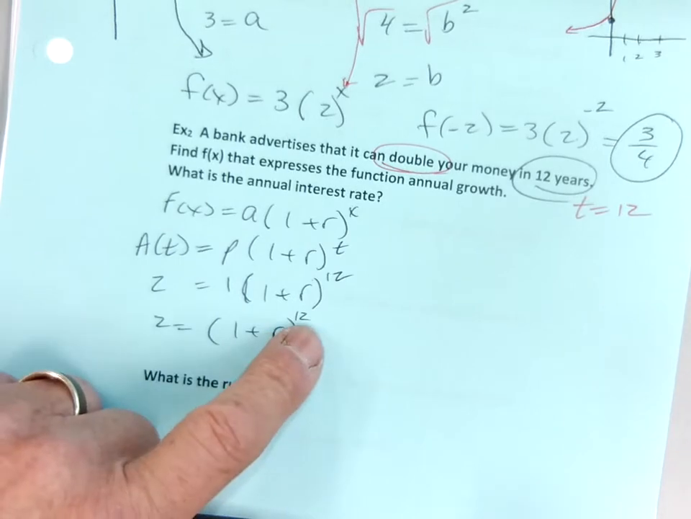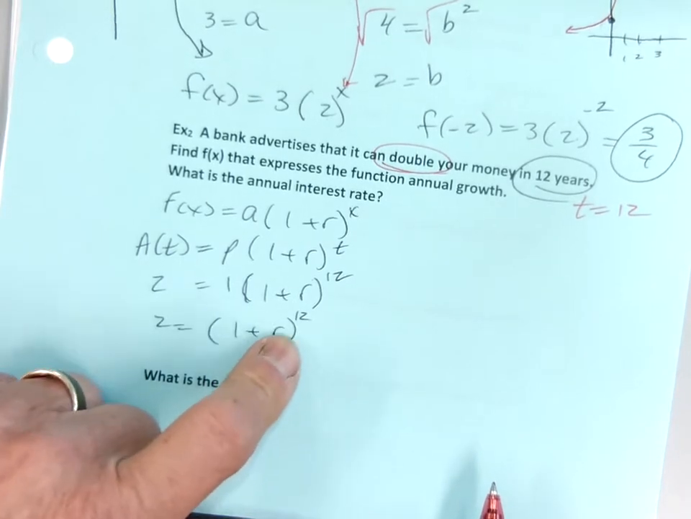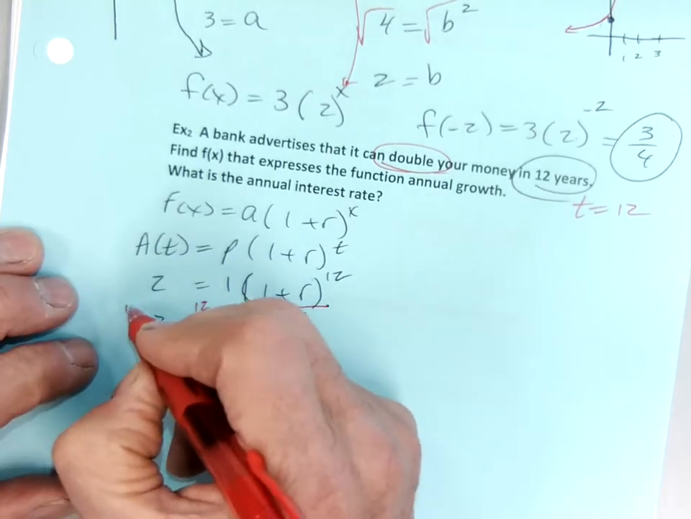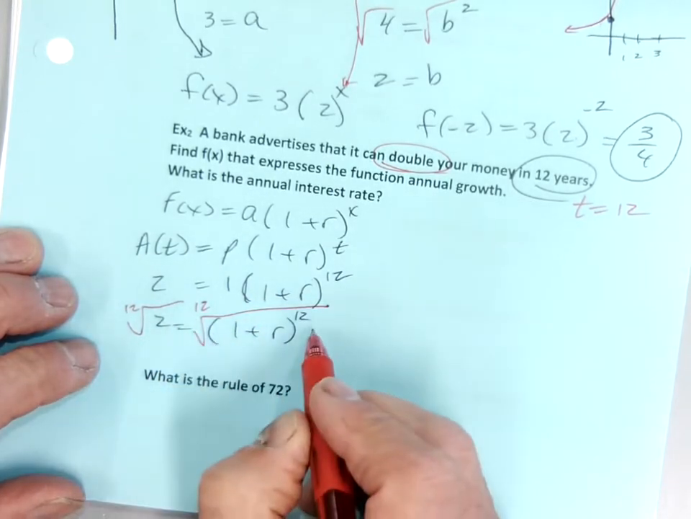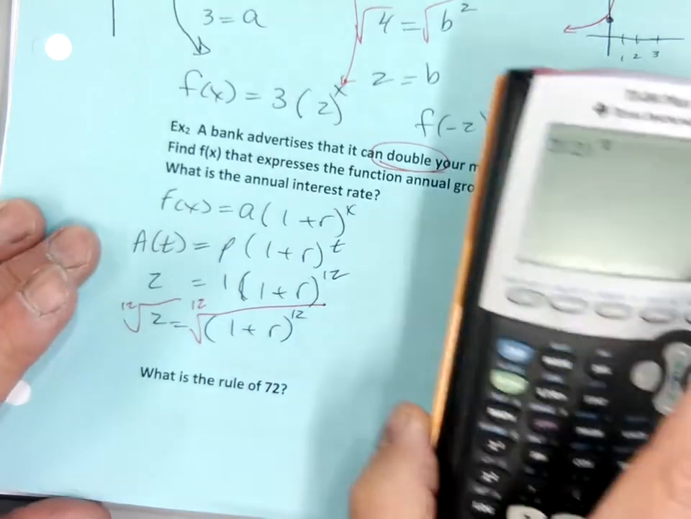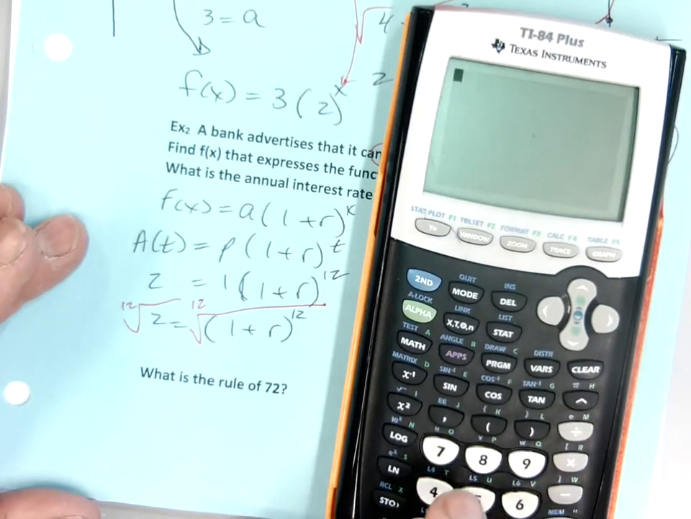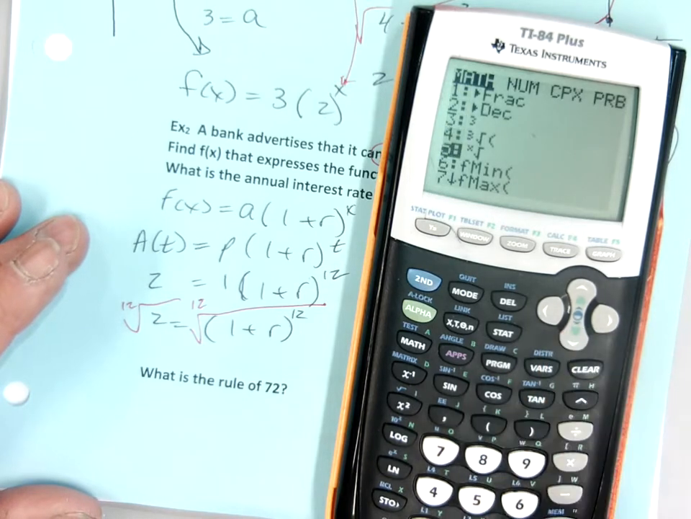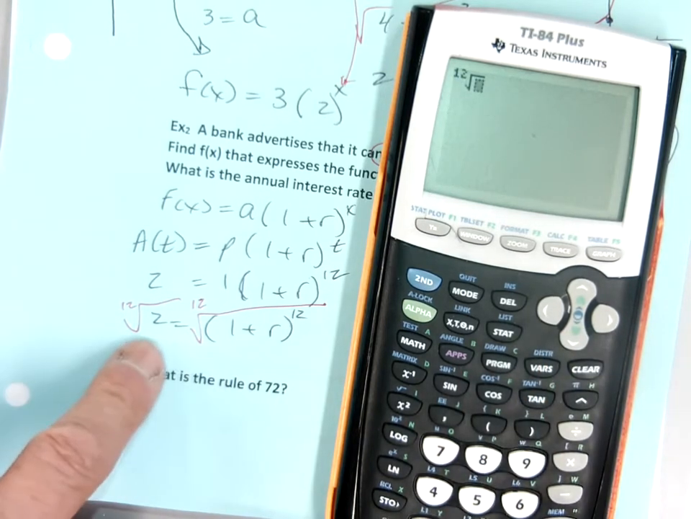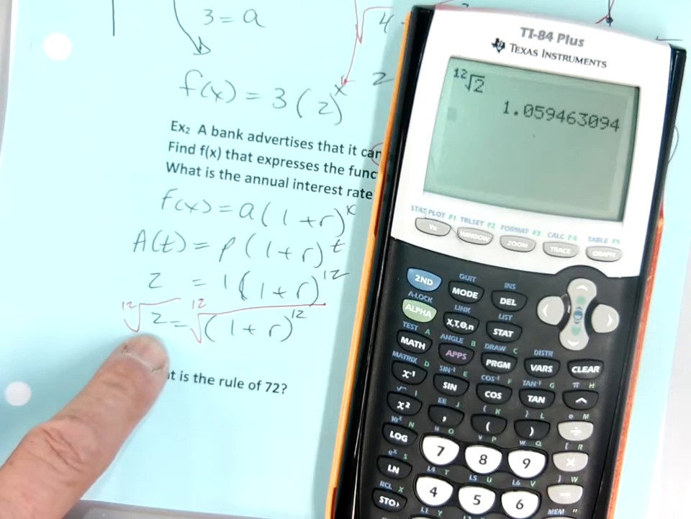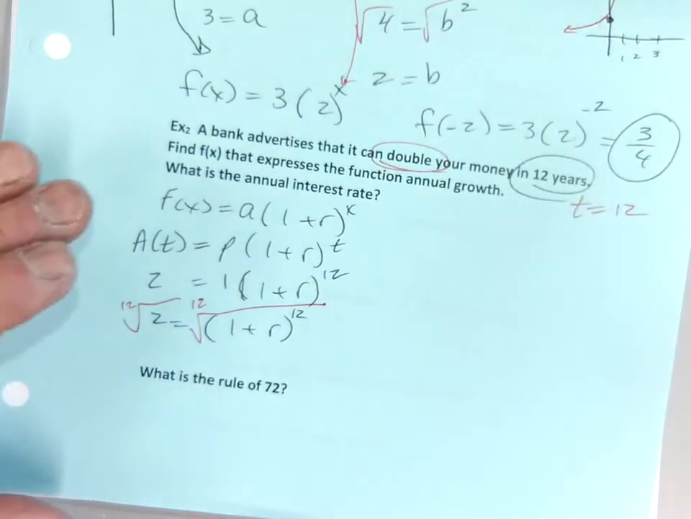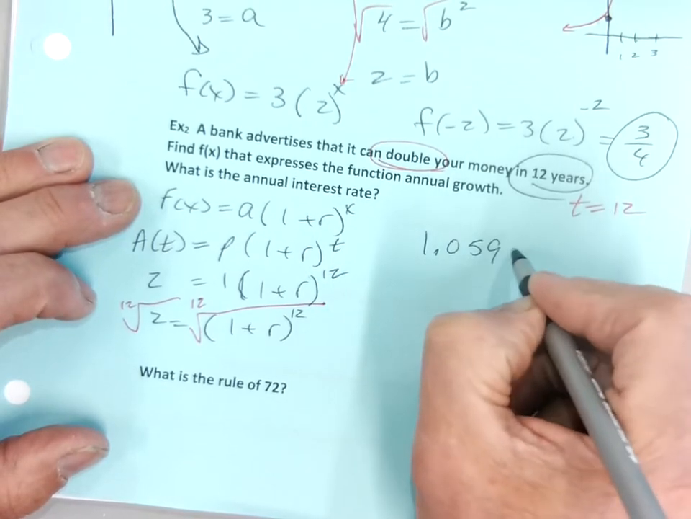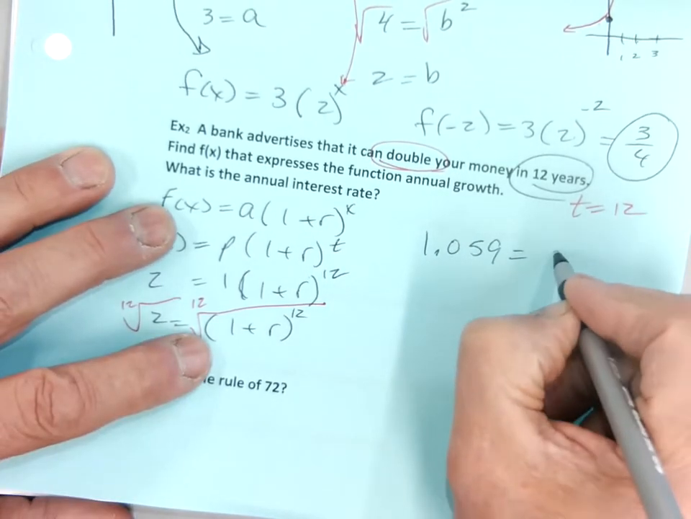I need to solve for r, so I'm going to take the 12th root. The 12th root will cancel the 12. I'm going to need my calculator. I have my fancy calculator. I'm going to go 12, hit my math button. So I'm doing the 12th root of 2, and I get an answer of about 1.059. So I get about 1.059 is equal to 1 plus r.